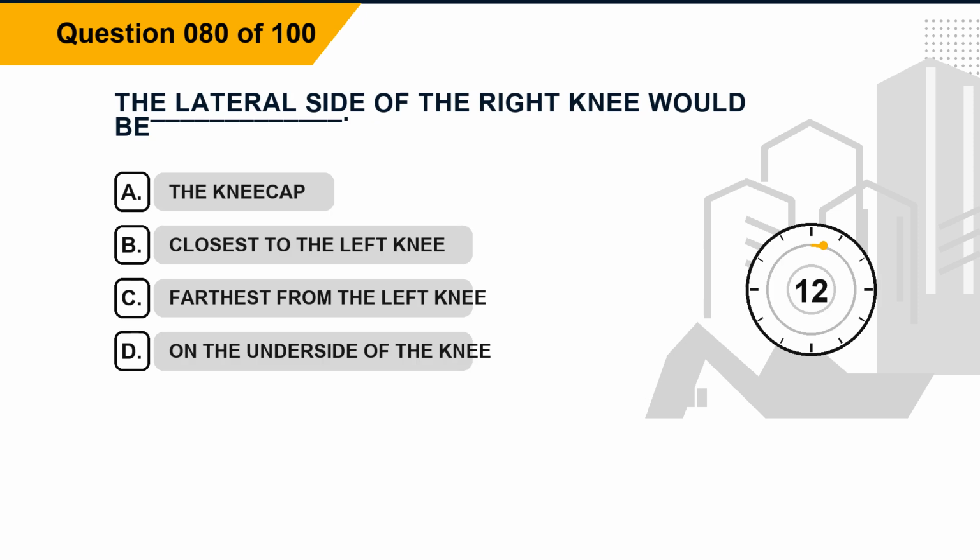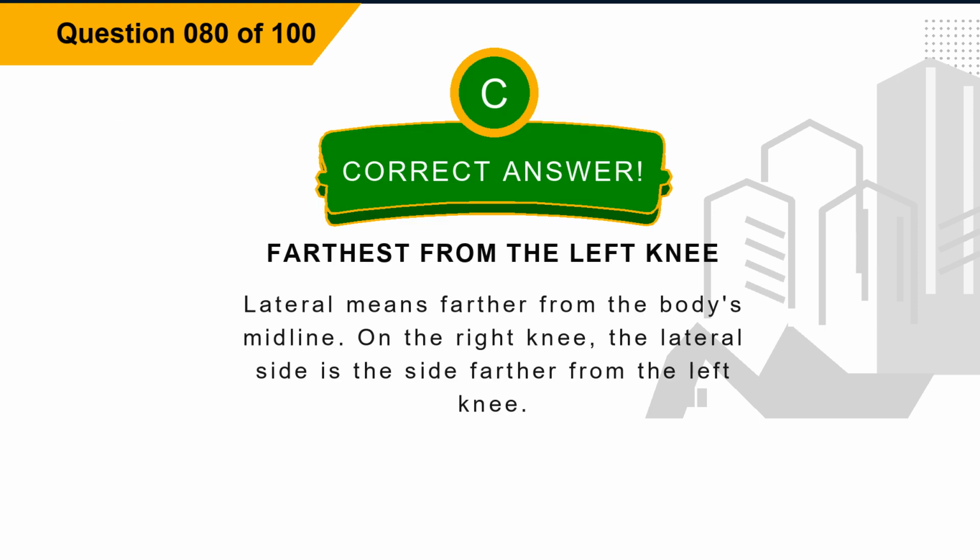Question 80. The lateral side of the right knee would be blank. Option A, the kneecap. Option B, closest to the left knee. Option C, farthest from the left knee. Option D, on the underside of the knee. The correct answer is option C, farthest from the left knee. Explanation: lateral means farther from the body's midline. On the right knee, the lateral side is the side farther from the left knee.